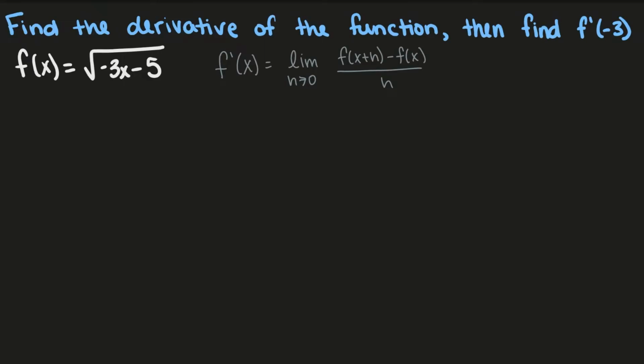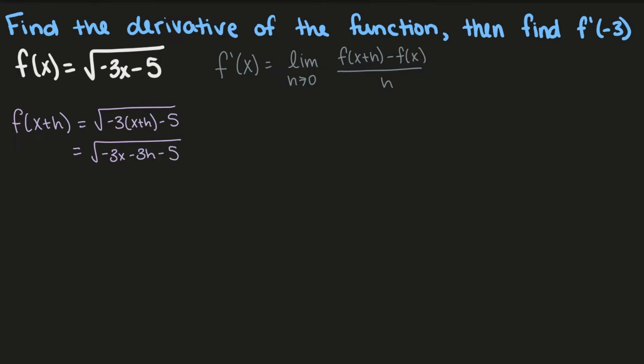For our next example, we have f of x equals the square root of negative 3x minus 5. So as always, let's start by finding f of x plus h. So plugging in x plus h for x gives us the square root of negative 3 times x plus h minus 5, which is equal to the square root of negative 3x minus 3h minus 5.